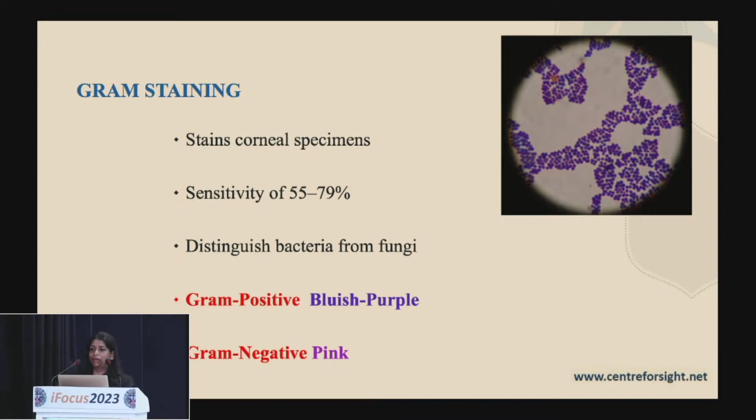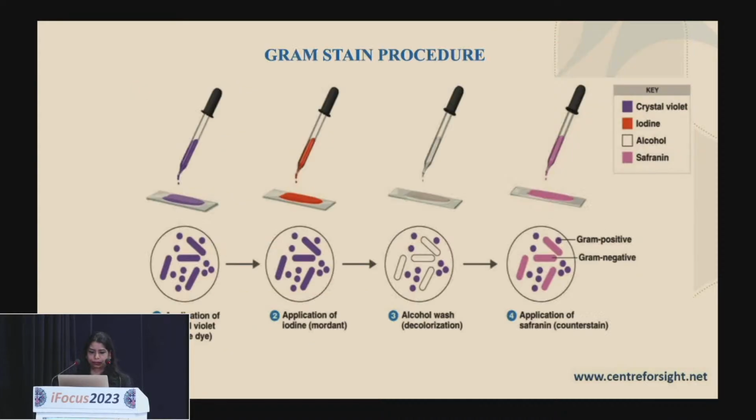So the sensitivity is 55 to 79%. It distinguishes bacteria and fungi. If it is gram positive, it is purplish blue. If it is gram negative, it is pink.